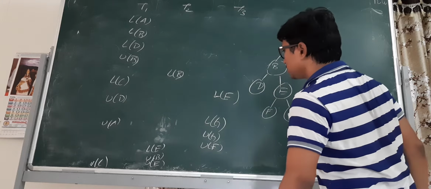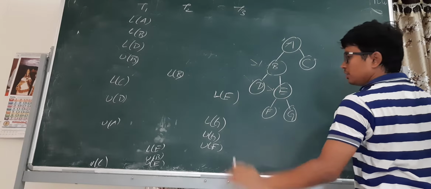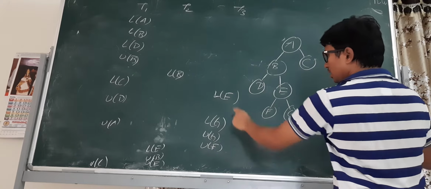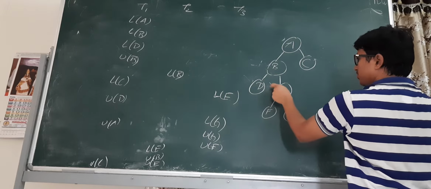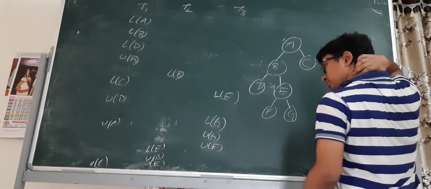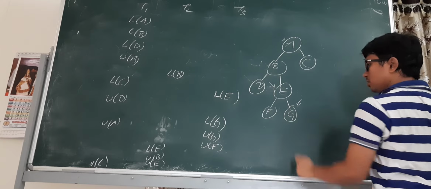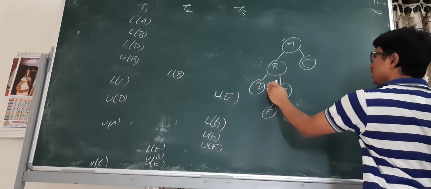We'll come to transaction T2. Lock on B is allowed. Subsequently, it is releasing the locks. We don't need to worry. Now we'll come to transaction T3. Lock on E, the first lock can be on anything. Lock on G: now that the lock on E is held, lock on G is allowed. Unlock G and unlock E are allowed.